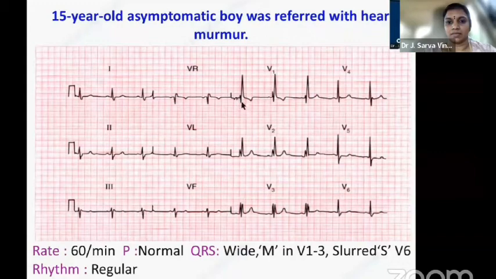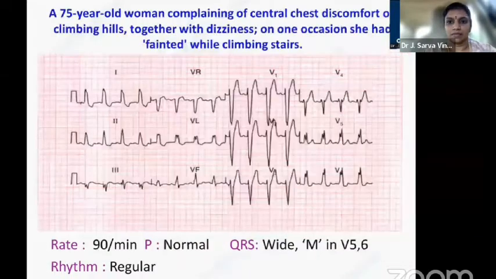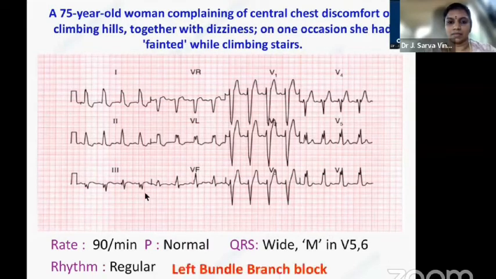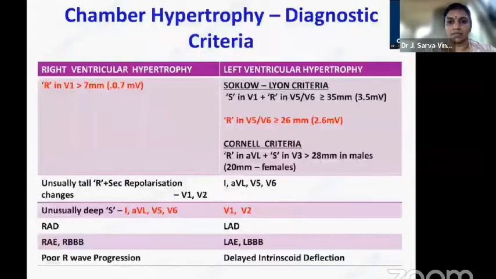What do we see here? We can see an RSR pattern in V1 to V3 and a slurring in V6. So this is indicative of right bundle branch block. And here we can see the broad R wave or the M pattern in V5 and V6 and a sort of W pattern in V1 to V3. So this is indicative of left bundle branch block.